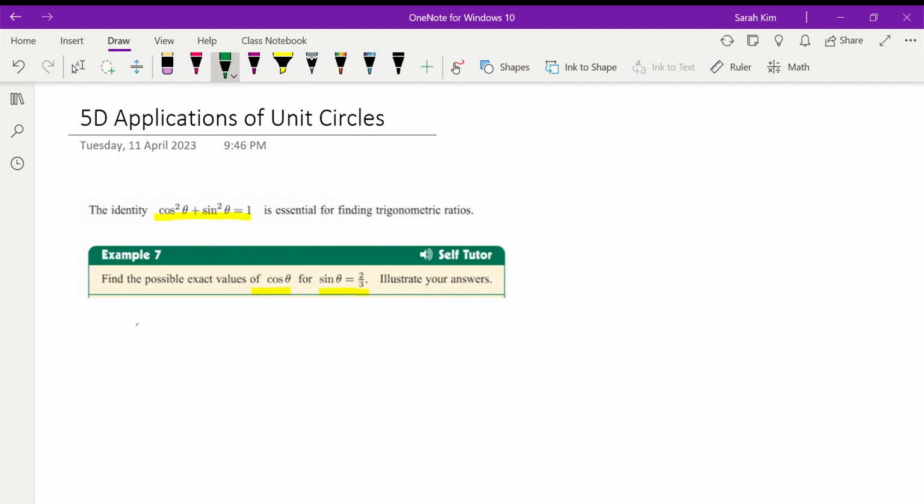So all you have to do is first copy down the identity and then solve it. So instead of writing sine theta, I'm going to copy down 2 over 3. Because sine theta is squared, I just square the 2 over 3. And then I'm going to solve the rest of the equation. So I'm just going to move the 2 over 3 squared to the other side, the right-hand side. So I get 1 take 4 over 9, because I've just squared them in my head, which becomes 5 over 9. So I get that cos squared is 5 over 9.